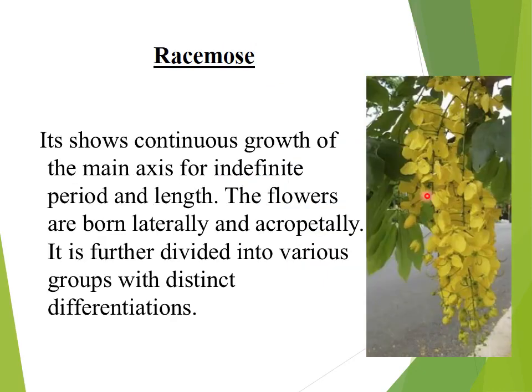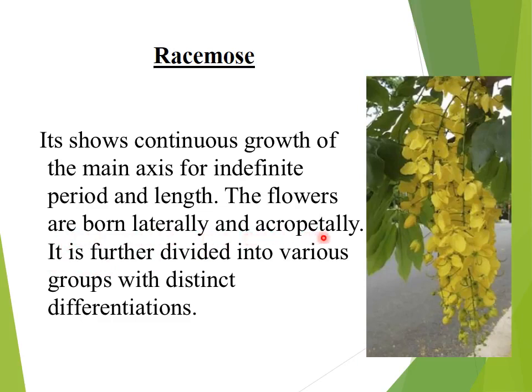Now the definition of the racemose type of inflorescence. It shows the continuous growth of the main axis for an indefinite period and length. The flowers are borne laterally and acropetally. It is further divided into various groups with distinct differentiations.